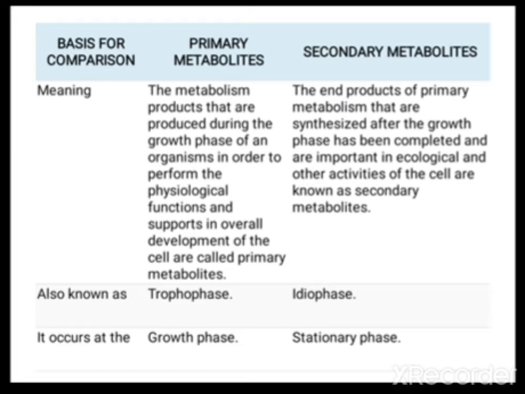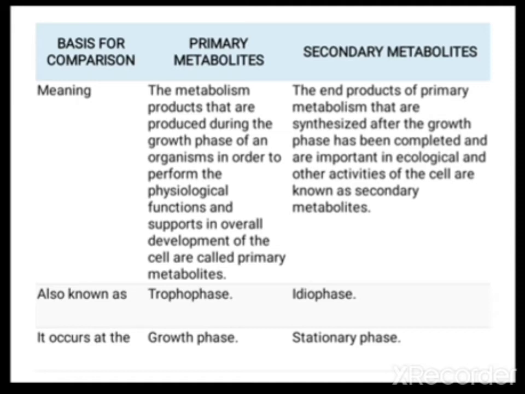Friends, we'll see the difference between primary metabolites and secondary metabolites. What about primary metabolites? Here, the metabolism products that are produced during the growth phase of an organism in order to perform the physiological functions and support the overall development of the cell are called primary metabolites. Without primary metabolites, plants cannot grow, they cannot survive. In short, primary metabolites are essential for the development, growth, and even the survival of the plant.